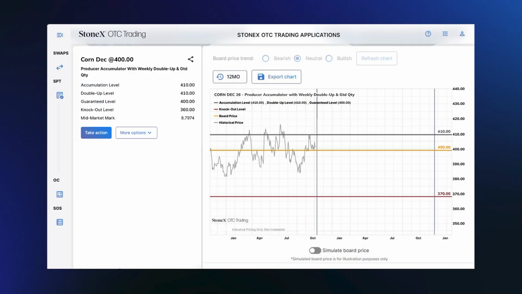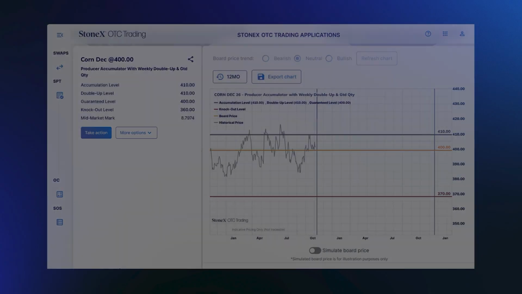So it's going to be at a premium to where the market is currently trading, but lower than the accumulation level was. More often than not, we see the guaranteed level set at the price level at which futures were trading when the accumulator was originated, or on day one.